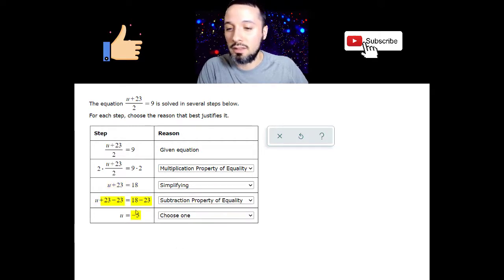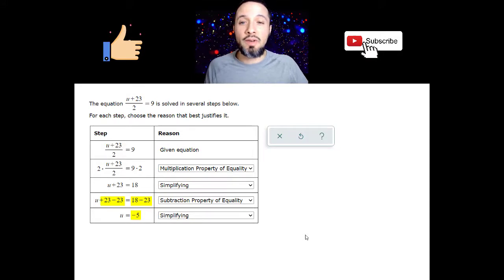Next step, you can see, how did they get just u? Well, they did 23 minus 23. That was gone. That's a 0 pair. And they did 18 minus 23 on the right side, and they got negative 5. So anytime they actually combine the terms together, that's called simplifying. So I would pick simplifying. And you're going to use simplifying directly after one of the properties of equality. The next step is going to be simplifying, because you have to simplify in order to accomplish that step. And that's it for that problem.